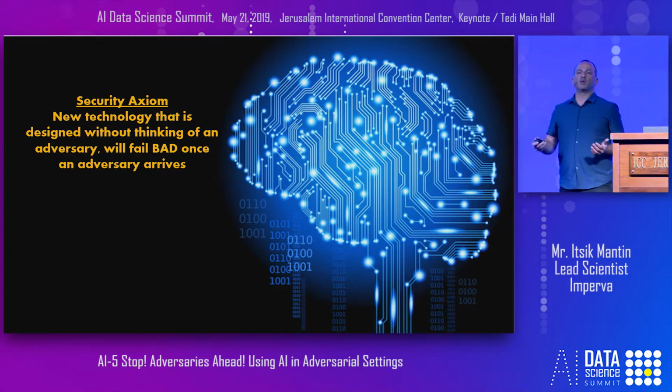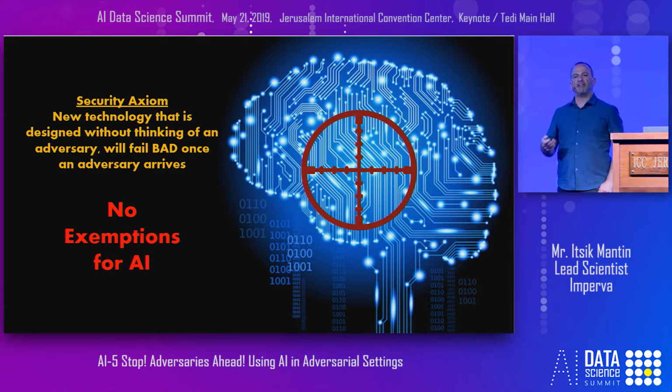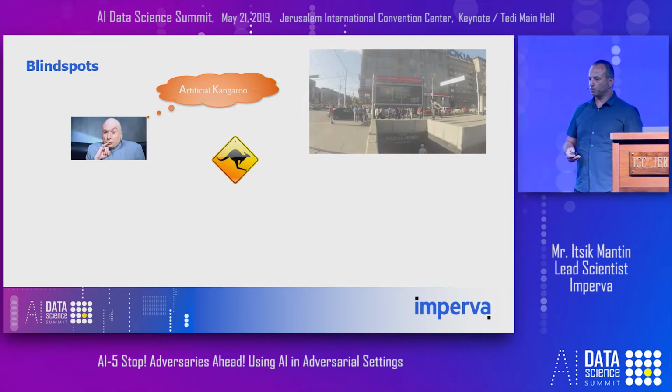In the security world, we have this axiom which was proven time after time after time: when a new technology is being developed, being designed, without thinking about the possibility of someone trying to break it, the possibility of having an adversary in the area, then when this adversary arrives, it will usually fail badly. That was the case for the internet. It is the case today for smart cities and IoT, and for this Corkinet that you have now in Tel Aviv that was just recently hacked, and all kinds of systems.